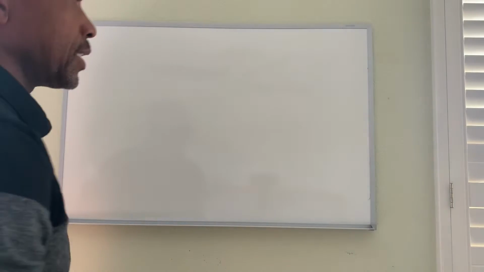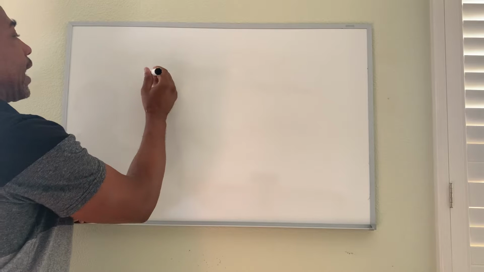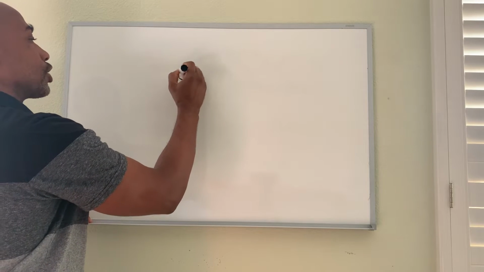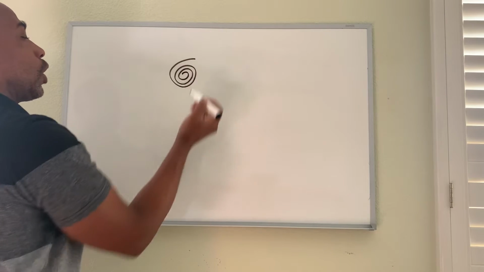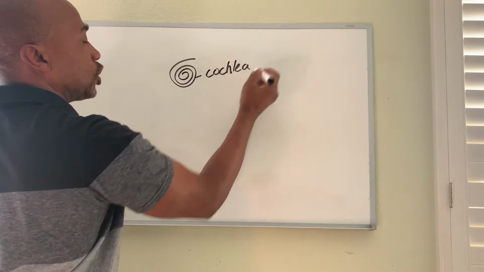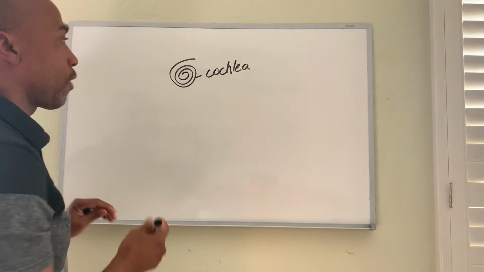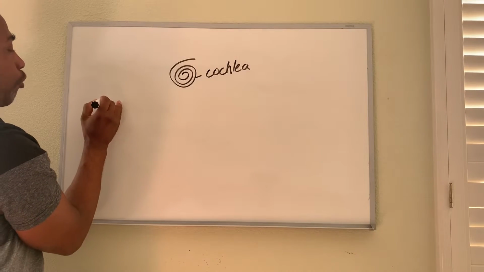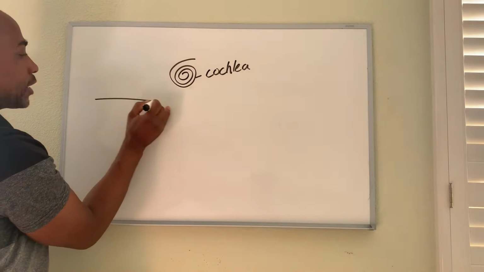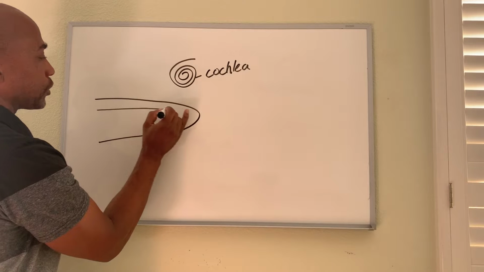Okay, sound. If you recall, in the inner ear you have your cochlea, this structure. It's in the cochlea that you find your receptor for sound, which we call your organ of Corti. All right, so let's go into this structure. If we were to unwind it this way, we would find 3 chambers in there.